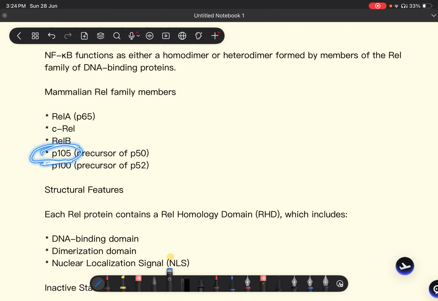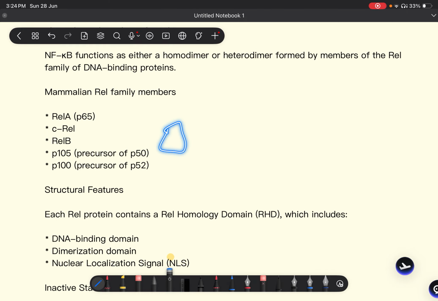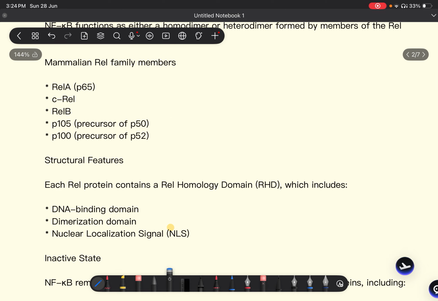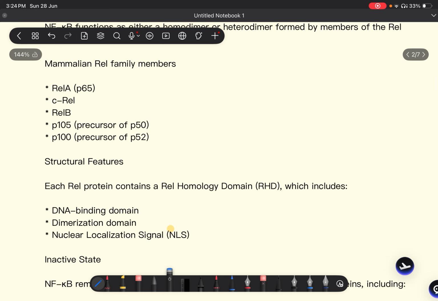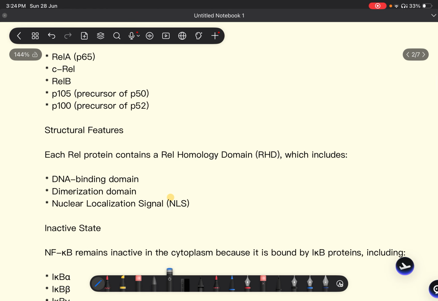Now, this P105 is the precursor of P50, so basically it is broken down into P50, then later on, as a homo or a heterodimer, this P50 will bind with REL A to form a complex, right? Now, why are we considering this group of proteins? Because they have a REL homology domain, so it includes the DNA binding domain, dimerization domain, and nuclear localization signals.